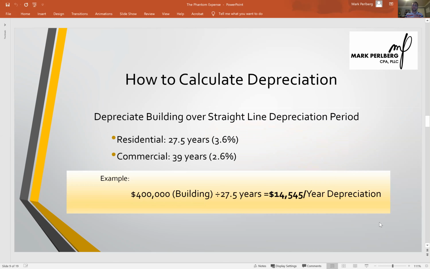So now that we have this depreciable basis of the $400,000 in that example, if it is a residential property, we will depreciate it over 27.5 years or 3.6% per year that we will recognize in depreciation. So in this example, we would get roughly $14,500 per year in depreciation as a write-off.